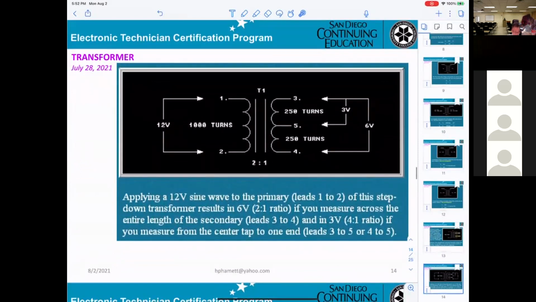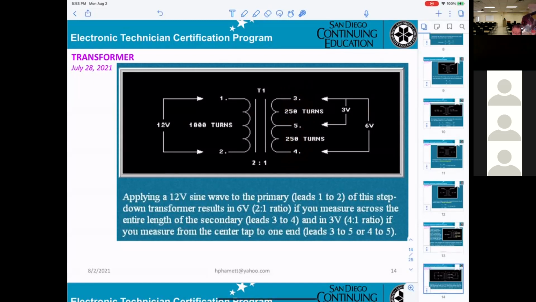Now a little more detail here. You get a 12 volt, 1,000 turn. This is the whole thing, 500, but they divide by 2. So 12 volt sideways to the primary of the step down transformer results in 6 volt. That means from here to here, the whole thing is 6 volt.